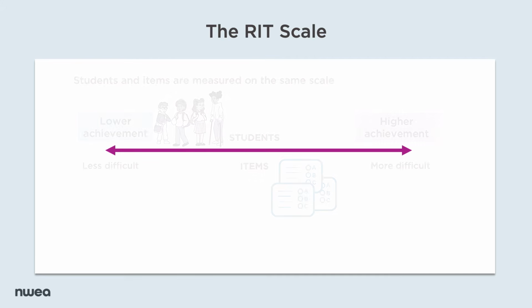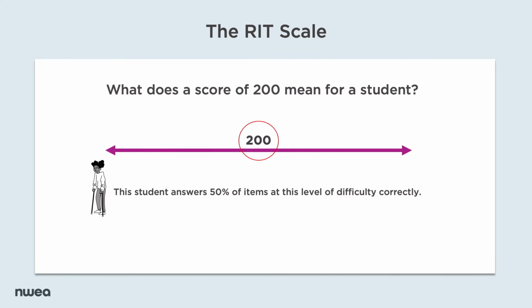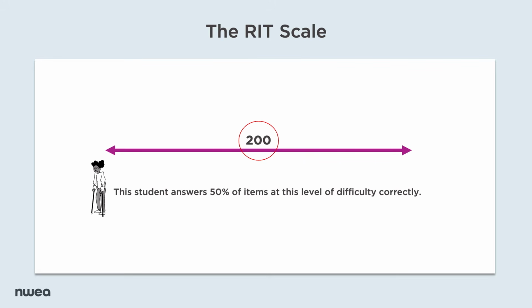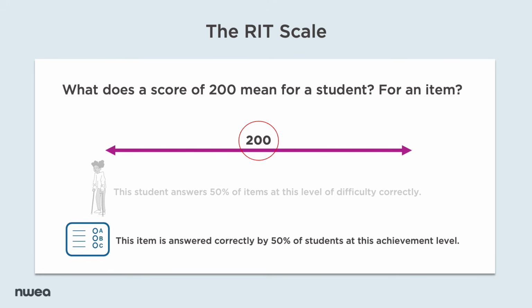Let's get a little bit more concrete about what this means. Imagine this number line represents the RIT scale, and let's pick a particular point on the scale, say 200. How would we interpret a score of 200 for a student? Well, a 200 RIT score for a student tells us that this student gets 50% of items at this difficulty level correct. And how would we interpret a score of 200 for an item? Well, a 200 RIT score for an item tells us this specific item is answered correctly by 50% of students at this achievement level.